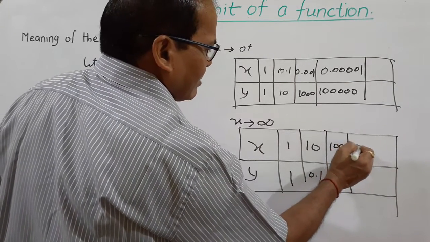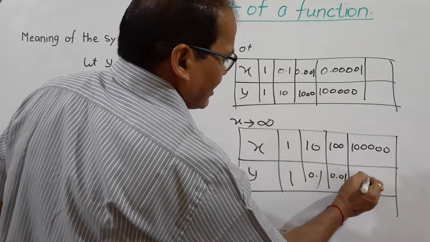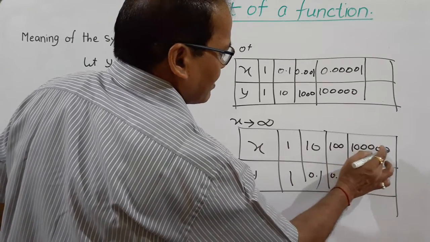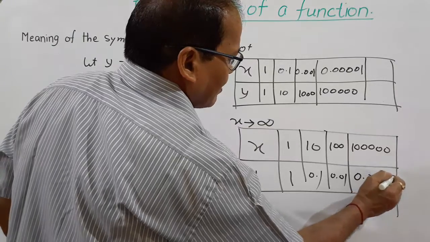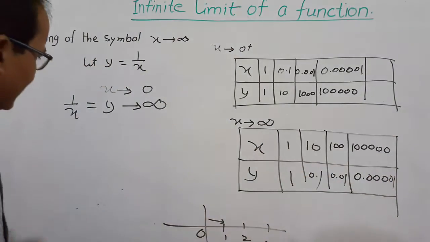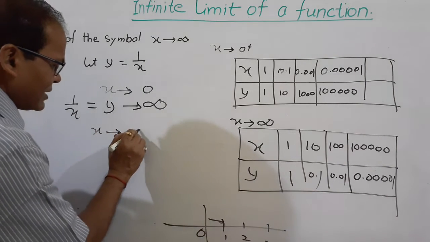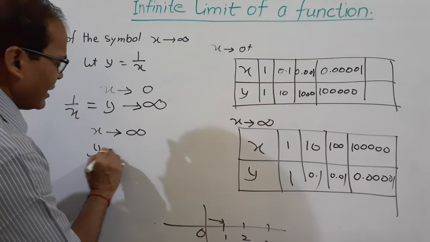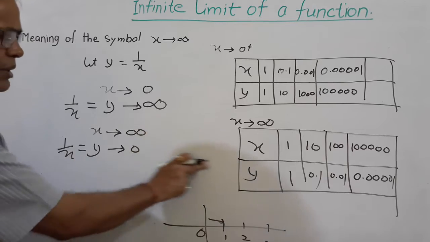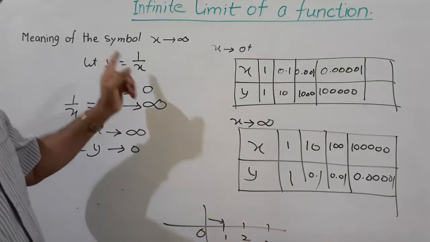If x is 10 to the power 5, then y you are getting 0.00001. In this way, it is very close to 0. It means that if x approaches infinity, then y approaches 0, meaning 1 by x, which is y, is approaching 0. That you have to think about. Then we will go for that.